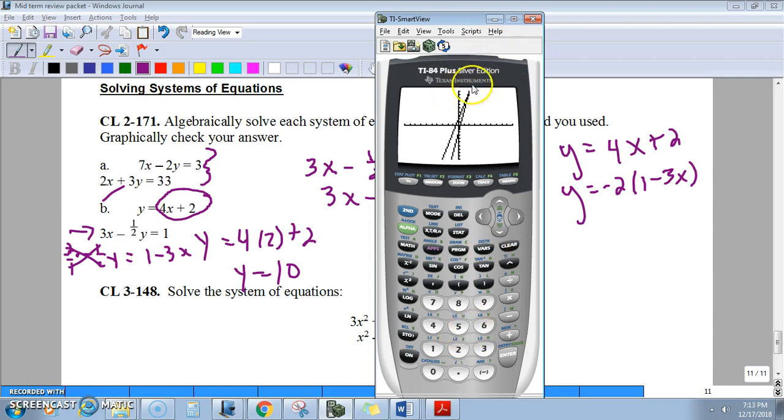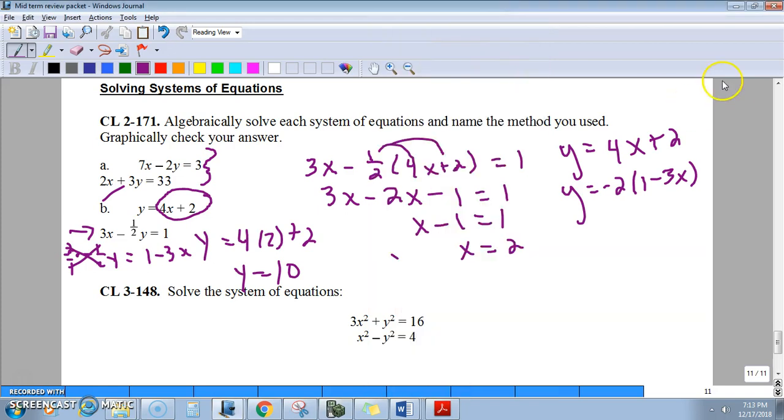So it looks like about up here, they're going to intersect. So I'm going to do second trace. I want 5 because it says where's the intersection. And then I'm going to hit enter until it says intersection x equals 2, y equals 10, which is exactly what I got. So word.